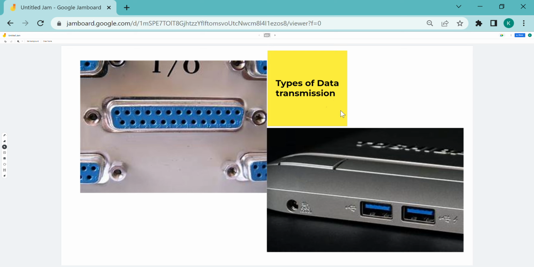Hi dear students. So today you can see two diagrams on the screen and you will be getting the idea that yes, we are talking about data transmission and different types of data transmission. So these two sockets or ports are very commonly known, especially this one.